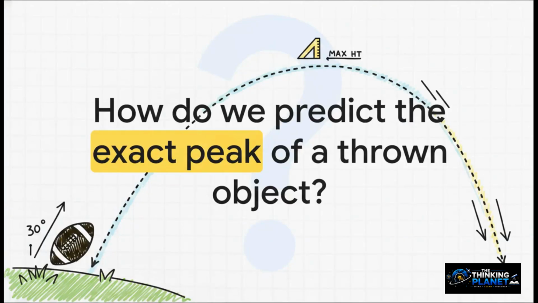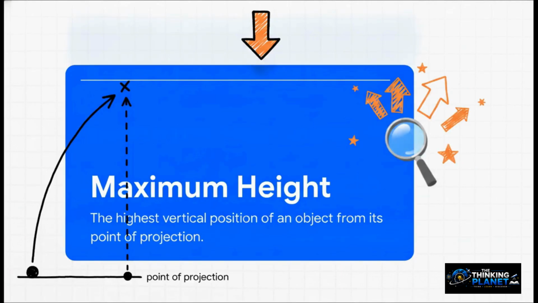Picture this. You're on a field and a ball is kicked into the air. Let's say it's launched with an initial velocity of 50 meters per second, at a 30-degree angle to the ground. Our core mystery for today is simply this: how do we predict the exact peak of a thrown object? Like, how high will that ball actually go before gravity finally wins that tug of war and pulls it back down to Earth?